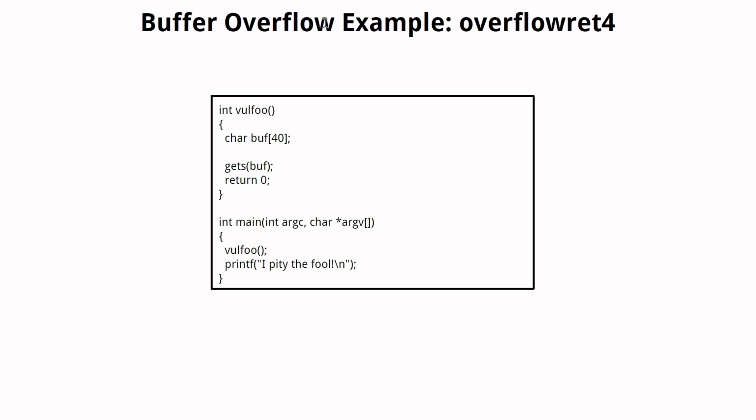So the difference between this one and the previous challenges we worked on is this one doesn't really have a print flag function. All the previous challenges had a print flag function. You overflow the return address of the vulfoo and hope it returns to the print flag function. However, in this program, there is no such function. Okay?